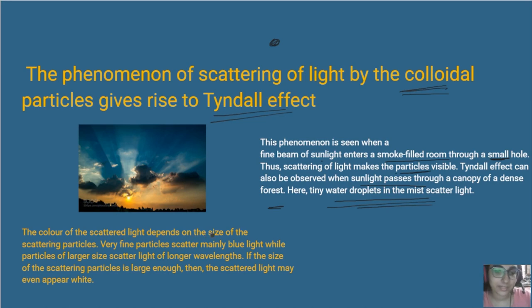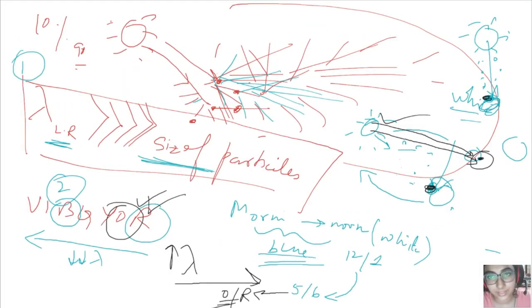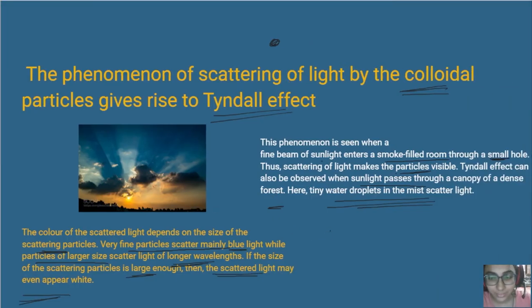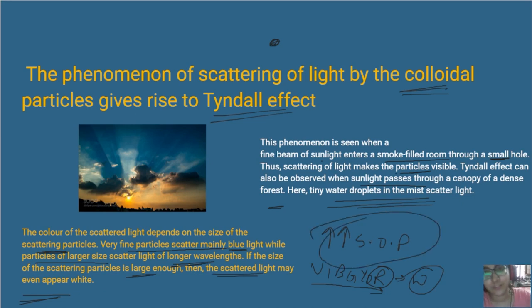The color of the scattered light depends on the size of the scattering particles, as I told you. Very fine particles scatter mainly blue light, while particles of larger size scatter longer wavelengths, obviously. If the size of the scattering particle is large enough, then the scattered light may even appear white. So after a point, the dispersion won't happen anymore, like the dispersion of light into its 7 colors. As and when you keep increasing the size of the particles, you will find that light of more wavelengths is being seen, and after the red light is shown, you will just get to see the white light because no dispersion is happening, because you've increased the size of the particles by a very large amount.